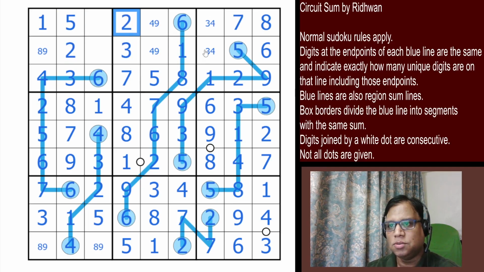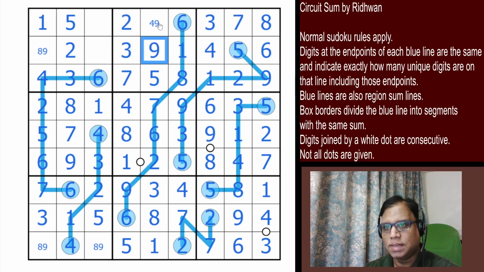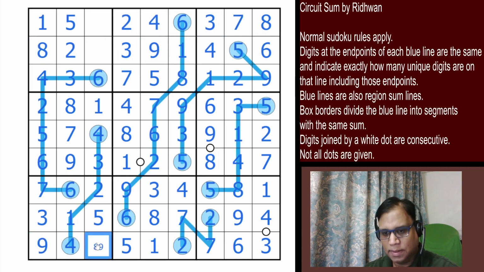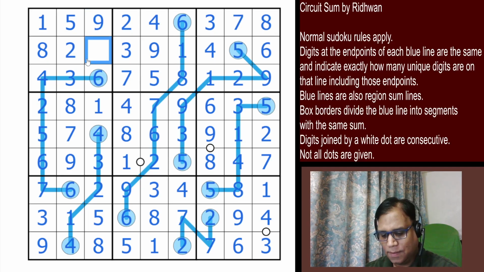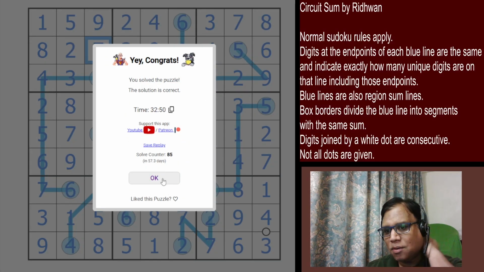That's 3. That's 2. This 3 also helps here somewhere. That's 4. That's 3. That 4 helps here. That's 9. That's 4. That 9 helps here. That's 8. That's 9. That 9 gives 8 here. And what is this now? 1 2 3 4 5 6 7 8 9. And 1 2 3 4 5 6 7. Is that correct? Yeah, and that's how the puzzle is solved.